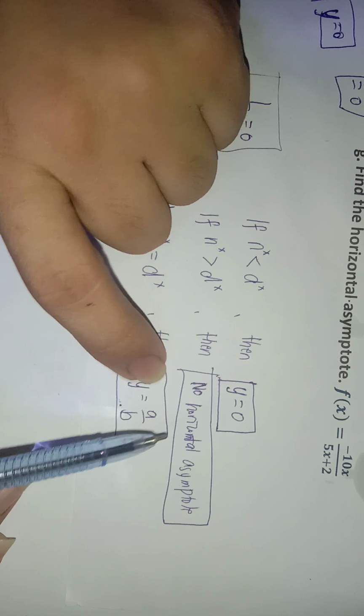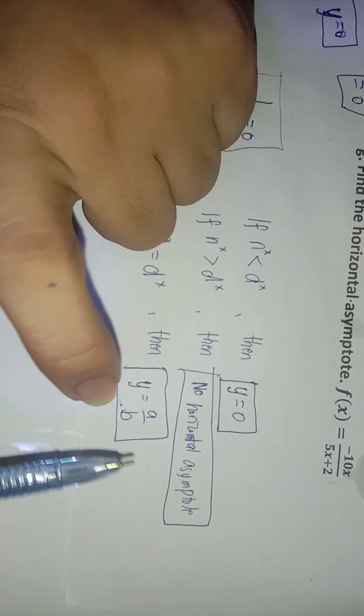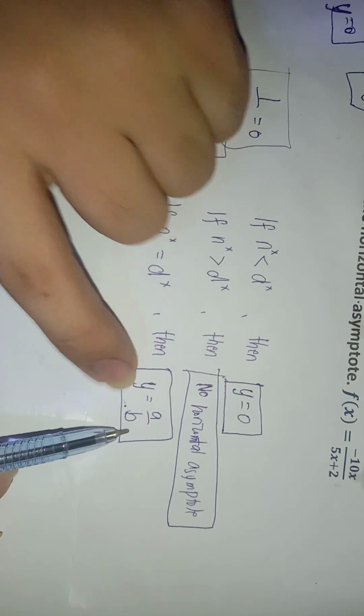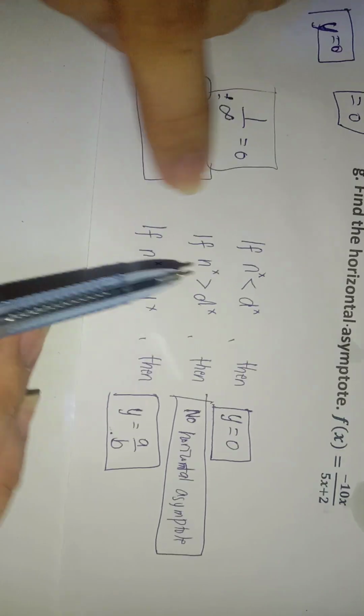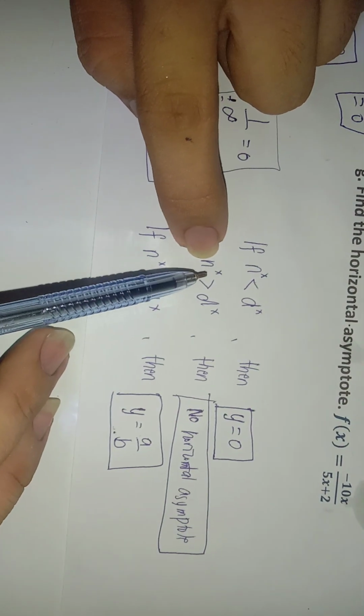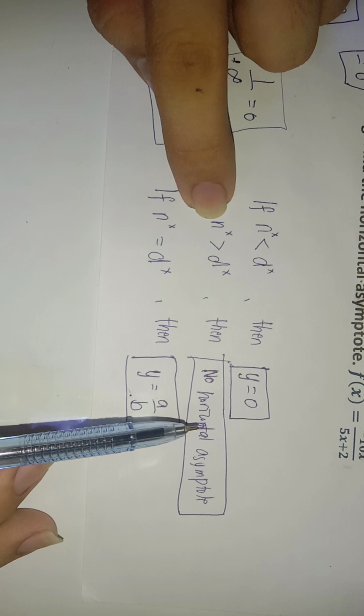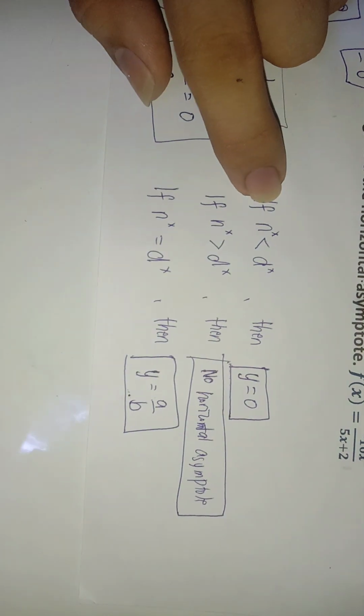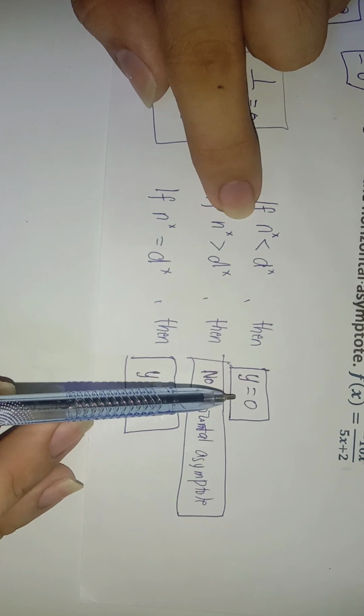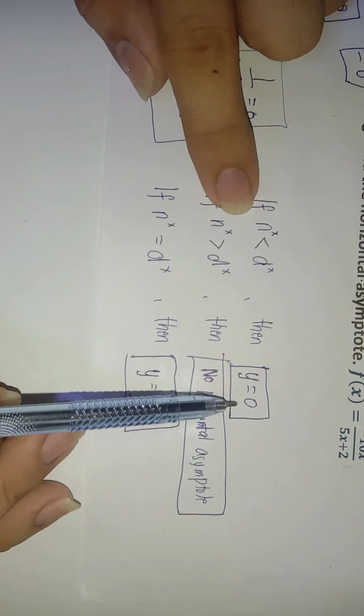A is the leading coefficient of your numerator and B naman is the leading coefficient of your denominator, kung pareho yung degree. Pero kung mas mataas naman yung degree ng numerator, wala tayong horizontal asymptote. Kung mas mababa naman yung degree ng numerator, then your horizontal asymptote is ito, y is equal to 0.